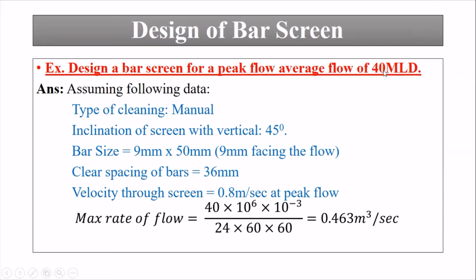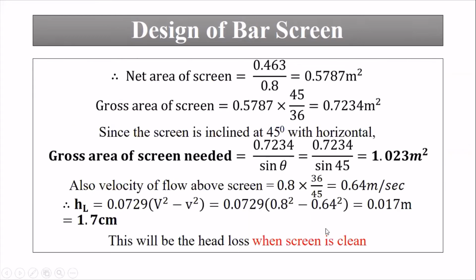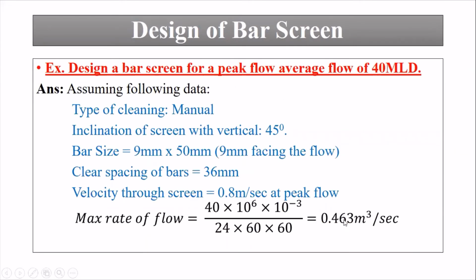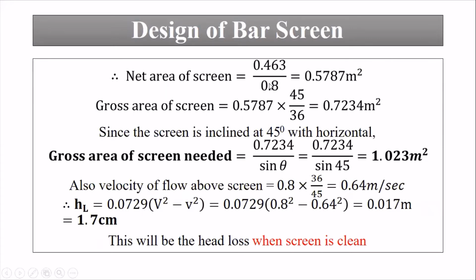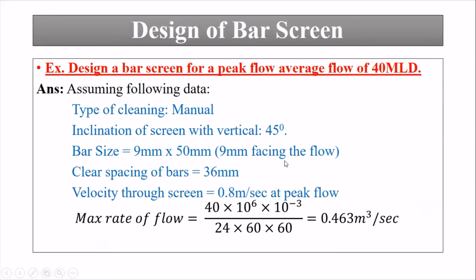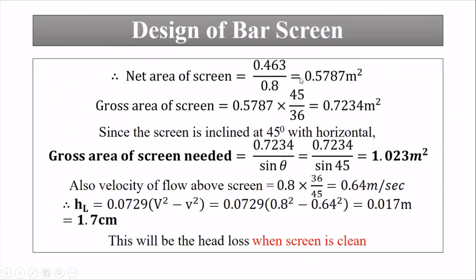You can convert MLD into meter cube per second. So 40 into 10 raised to 6 divided by 10 raised to minus 3 into 24 into 60 into 60. So your maximum flow rate is 0.463 meter cube per second. Then the net area of the screen is 0.463 divided by 0.8, where 0.8 is the velocity through the screen. So the value is 0.5787 meter square.